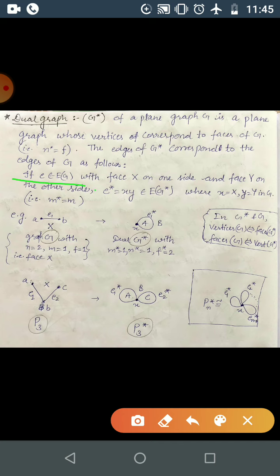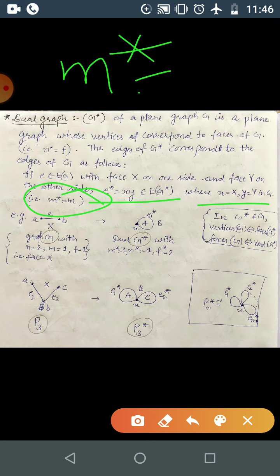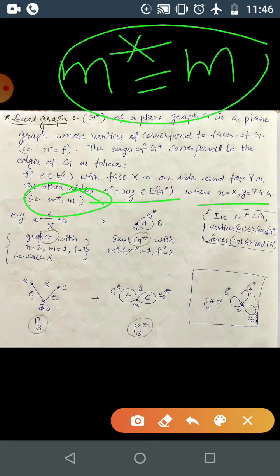If E is an edge with face X on one side and face Y on the other side, then there will be an edge E star in G star, that is the dual, with endpoints X and Y, where X is the vertex corresponding to face X, and Y is the vertex corresponding to face Y. Correct? So here I have just explained that the number of edges corresponds to the number of edges, so the size of the dual and the main graph will be equal. Okay, so please note it.